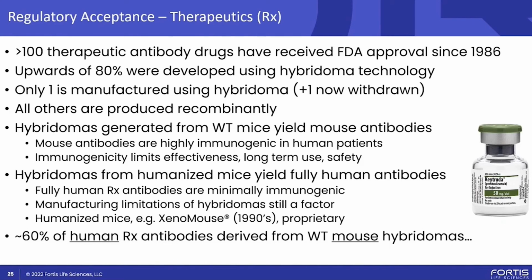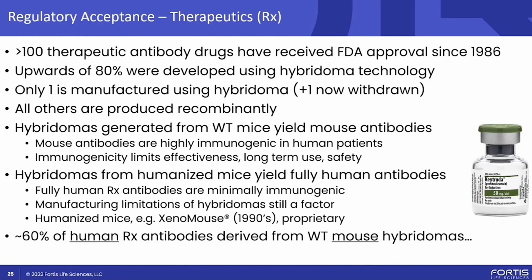There are now humanized mice, so these were developed in the 1990s. They produce fully human antibodies. Those fully human antibodies are minimally immunogenic, but you're still stuck with the manufacturing limitations of hybridomas in terms of their scalability and their long-term safety of those hybridomas as a renewable resource. So 60% currently of human therapeutic antibodies originated from wild-type mouse hybridomas. They're produced recombinantly, but their starting point was actually a mouse hybridoma.